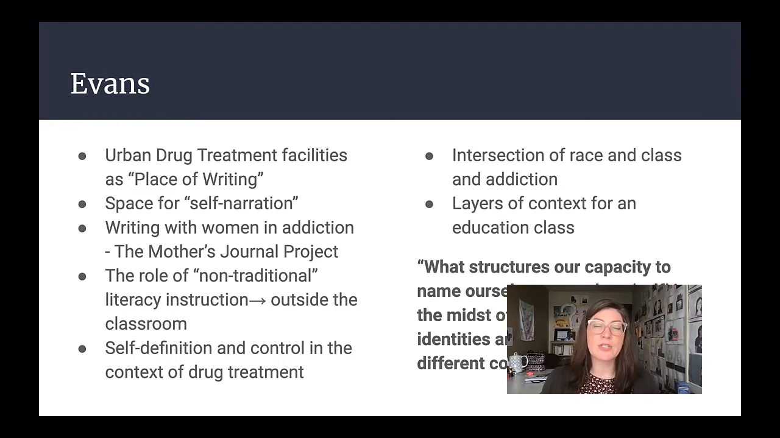She is writing about literacy in an urban drug treatment facility, particularly for women. And she brings up a lot of interesting questions about what it means to engage with literacy in such a setting. But she's really insistent on the facility where she works and volunteers as a place of writing, and gets into what that means. This is a discourse community and place of writing that is distinct from a pedagogical or school-based place of writing. This is not a classroom, right? This is a space for what Evans calls self-narration, which she really gets into. She goes through this Mother's Journal project as an example of this self-narration, which she tries to facilitate and indeed encourage in her participants.